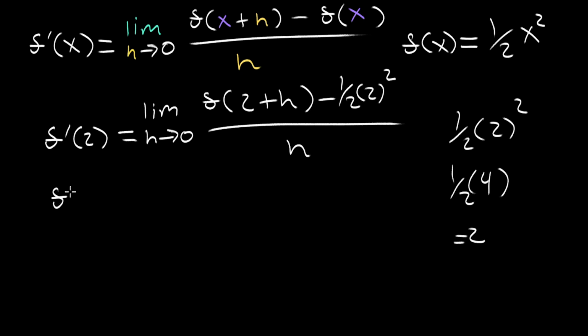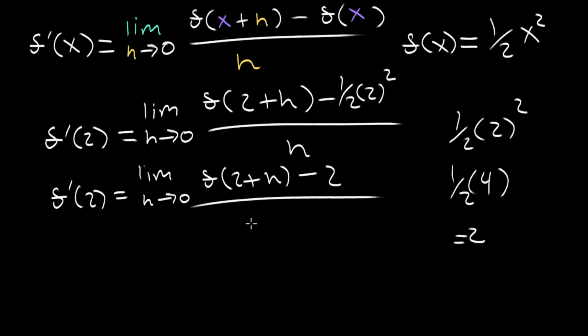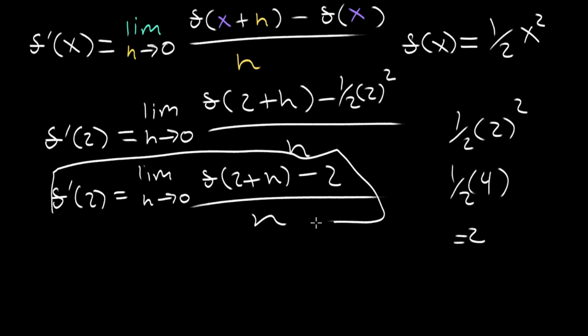So f prime of 2 is now equal to limit as h approaches 0, f of 2 plus h minus 2 all over h. And that is your answer. That is your answer right there.